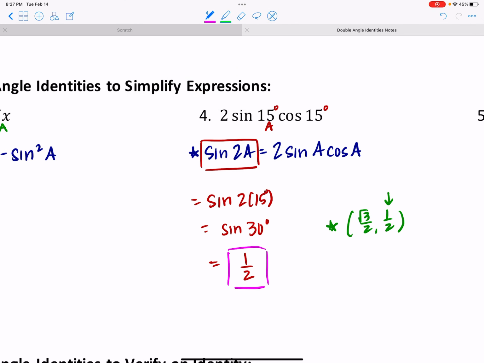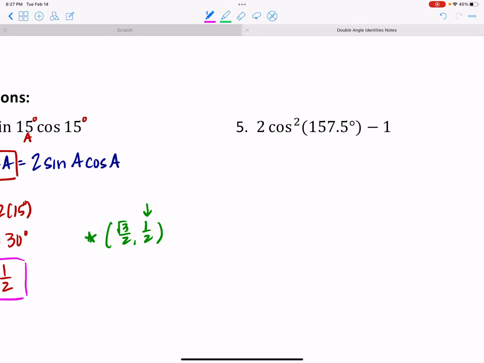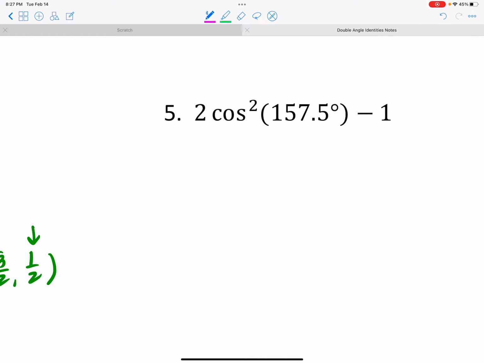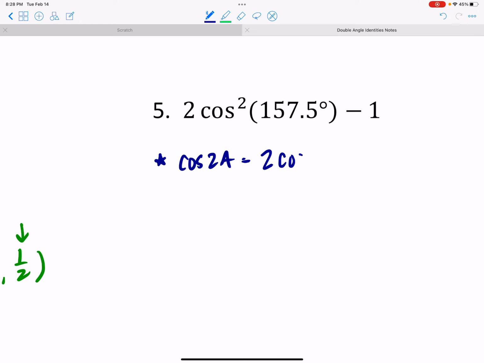Okay, one more for you to try. If you want, pause the video if you're feeling pretty confident about this. If not, let's figure this next one out. So again, we've got 2 times cosine squared of some angle minus 1. Again, hopefully that looks familiar. That's going to be one of the cosine of our double angle identities. So the formula says that the cosine of a double angle can be equal to twice the cosine squared of the angle minus 1. Now what we see in this picture is the angle, or A, the variable, replaced by 157.5 degrees.